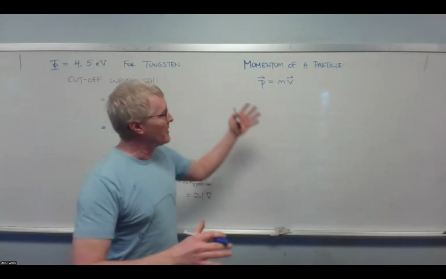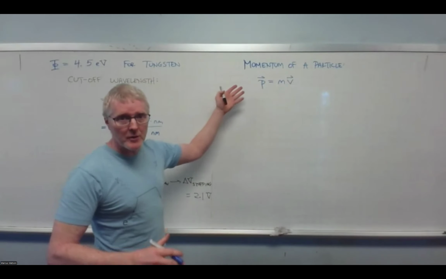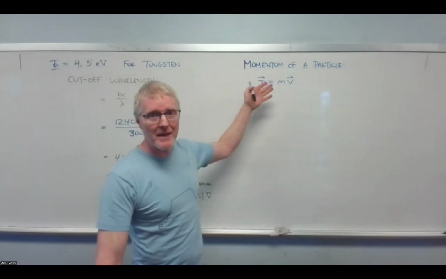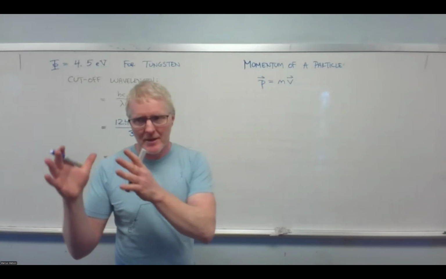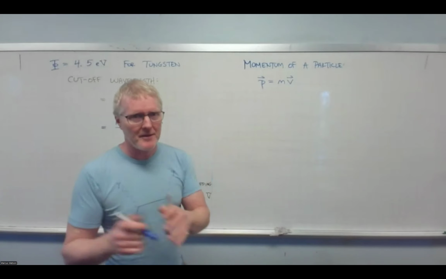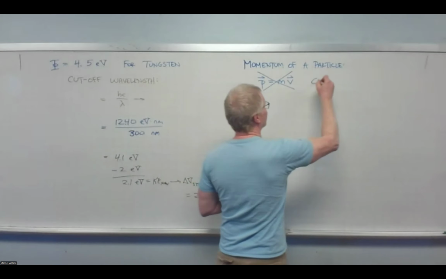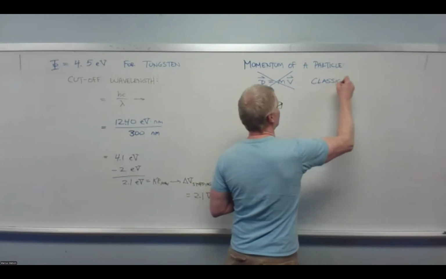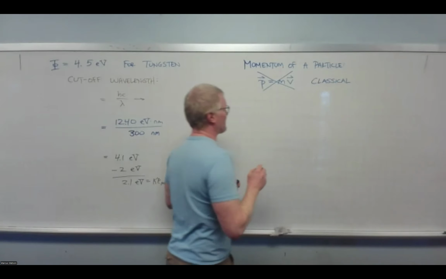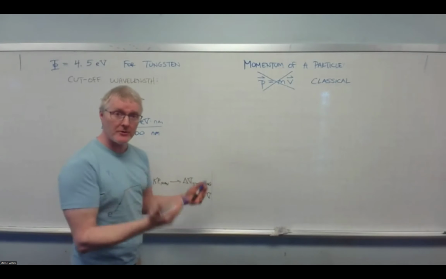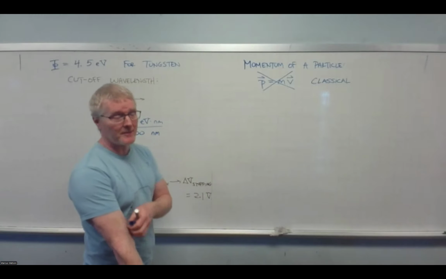All right, so the momentum of a particle, you'd say, well, how can light carry momentum when its mass is zero? Well, that's because you're thinking about it's a particle. Okay, so this is not going to work for light. This is classical thinking. We need a modern way of doing it.